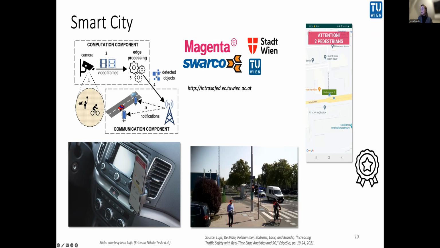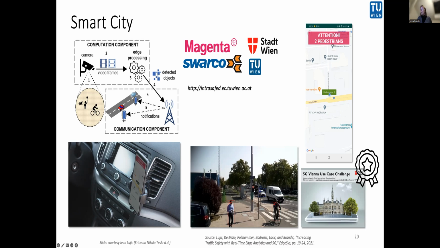The detected objects are sent to the 5G antenna, which is seen here. This is our experimental setup, a real crossing in Vienna. The 5G antenna then sends the detected objects to all cars in this vicinity. So you see on the screen of the drivers in a car that there are pedestrians on this street that you maybe don't see, right? And with this project, we won the 5G Vienna use case challenge.